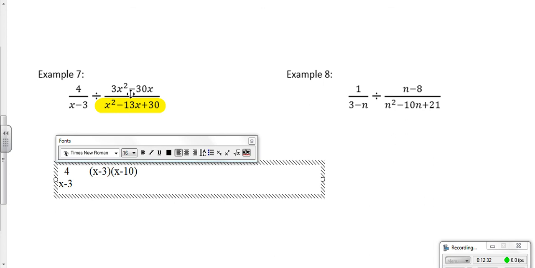Now I'm going to factor the top one. I see I have a 3 in common and an x in common. So if I factor that out, I get x minus 10. Take a 3x, I should get x minus 10. Looks good.